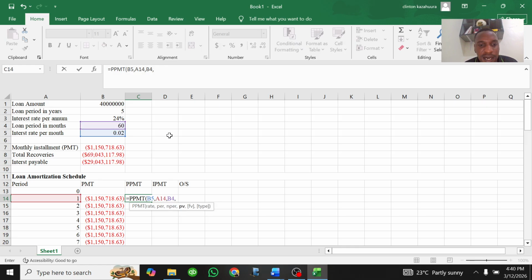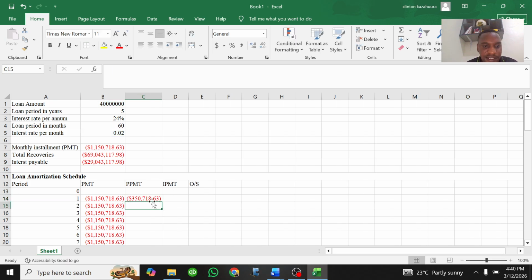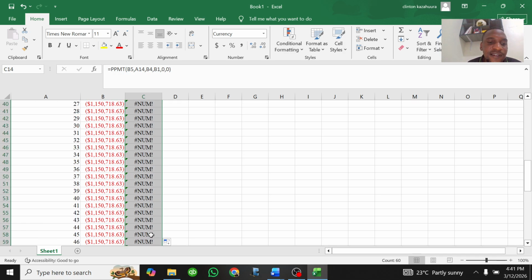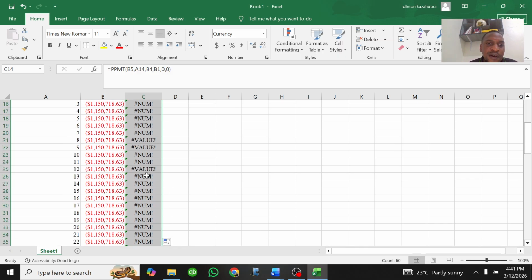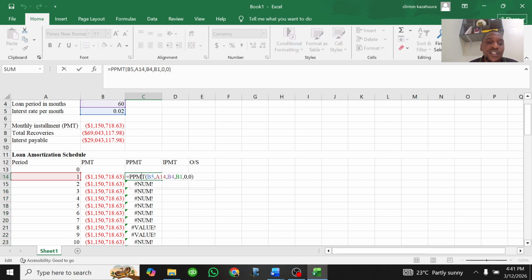So I put a comma. The present value is not changing. It is the loan amount, which is 40 million. I click in each cell. Future value will always be 0. Then the type will also always be 0. So I close brackets. Then I press enter. When I press enter and try to apply it to the next cells, it is also showing that the formula is not consistent. So how do we fix that? Again, we shall use the concept of absolute referencing.